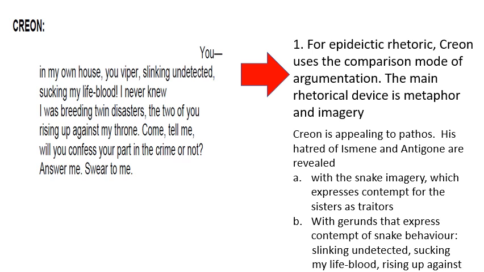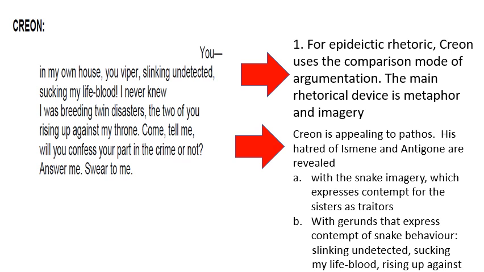And secondly, you have gerunds. A gerund is a verbal noun. They express the contempt of snake behavior. So for example, slinking undetected, or slithering would be a better word. Sucking up lifeblood. Again, that's very significant when you get into Macbeth. And rising up against. So the idea of snake attack coming in unnoticed, you kill the innocent victim, and then you take over the throne. It's a very powerful image to express with words and verbs the takeover, a conspiracy, if you will.